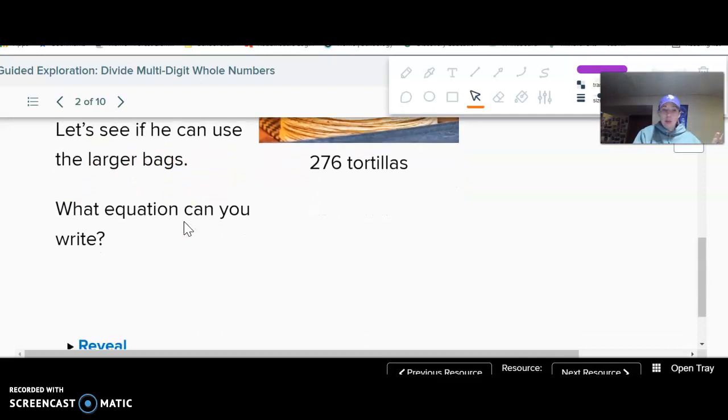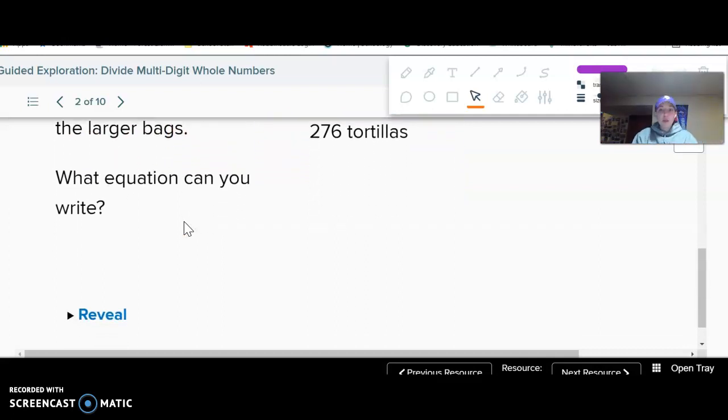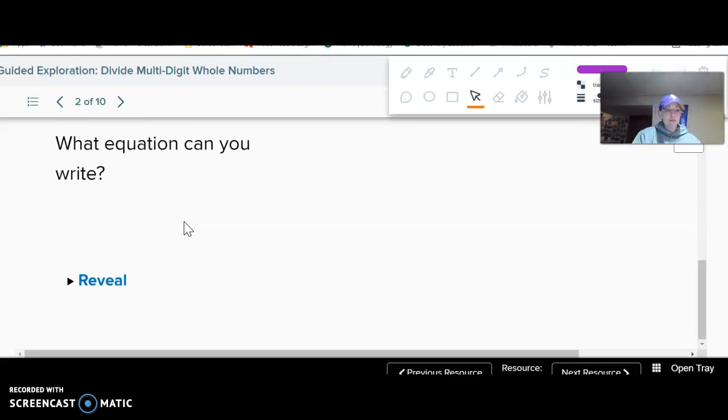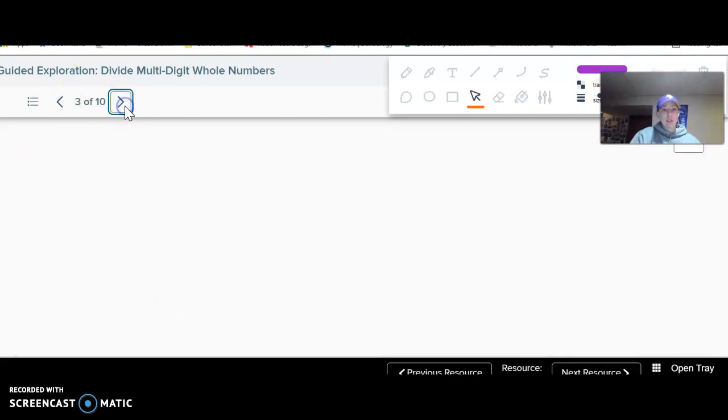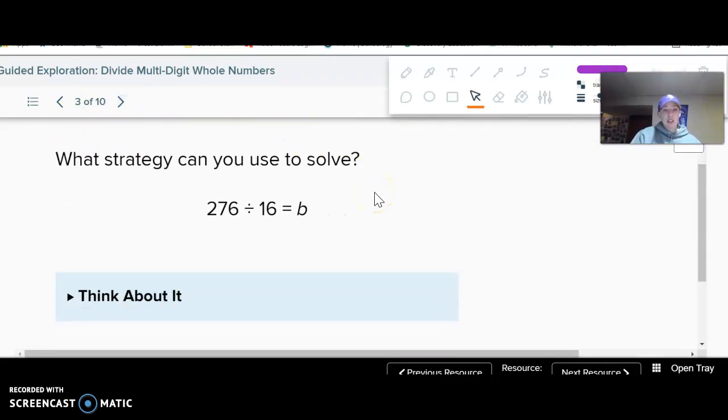What equation can you write? Now notice there's nothing to write on your notes. There's no new sort of techniques or anything. So just feel free to do your work on there. We can do 276 divided by 16 equals B. Remember, we're thinking what times 16 will equal 276. How many groups will it take me to get to that total? How many groups of 16?